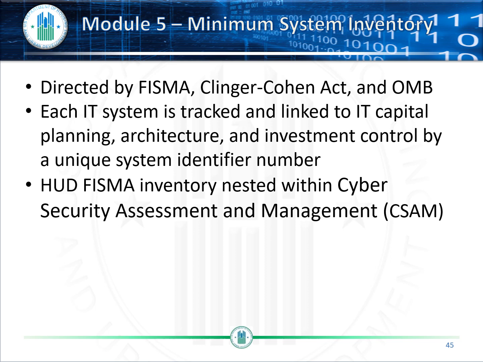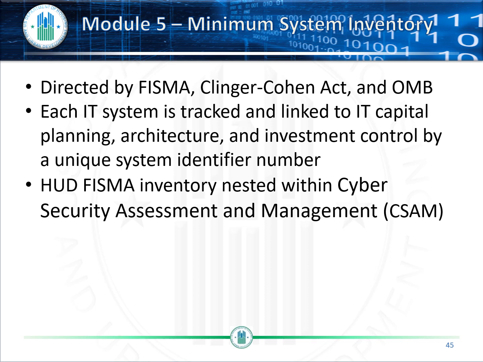FISMA requires that agencies establish an inventory of major information systems to support FISMA activities. The Clinger-Cohen Act and OMB also require that each IT system is tracked and linked to IT capital planning, architecture, and investment control by a unique system identifier number. Furthermore, the Paperwork Reduction Act establishes a broad mandate for agencies to perform their information resources management activities in an efficient, effective, and economical manner.